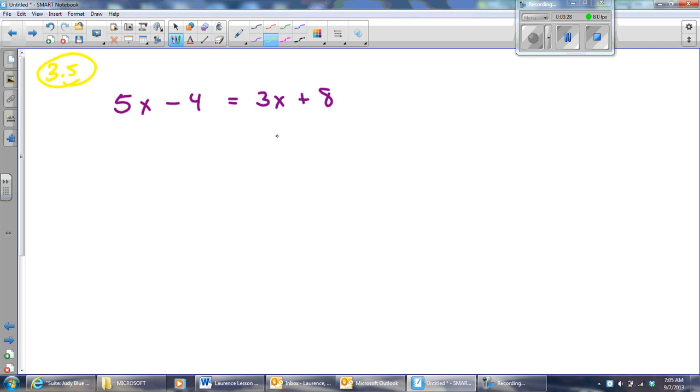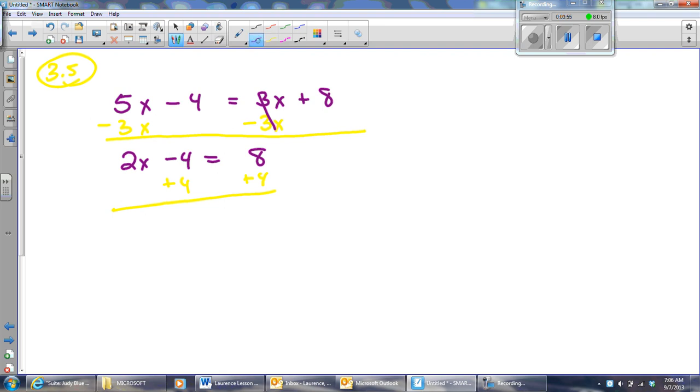Okay, so let's take one of them away. I usually like to take away the smaller one. And when I do that, I end up with 2x minus 4. The x's cancel, and an 8. Well, now it's just a simple two-step equation. I'll add 4 to both sides, and I'll get 2x equals 12. And now we're down to a one-step equation. We'll divide by 2, and we'll get x equals 6, and there you go.